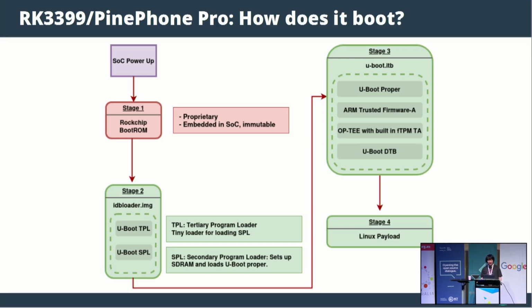And then it loads up two parts of U-Boot, the TPL and SPL. Their goal is to initialize SRAM and load the other part, the U-Boot proper. And then you have U-Boot proper, which loads things like ARM Trusted Firmware and the OP-TEE operating system, as well as other things U-Boot needs to run, for example, the device tree blob. And then finally, U-Boot loads up the Linux kernel, initramfs, and other things for a full operating system.